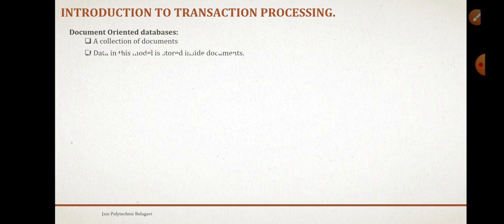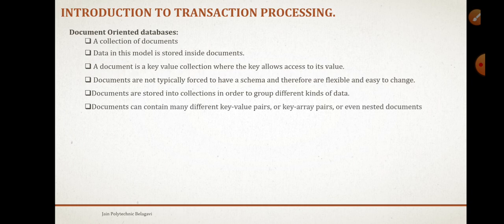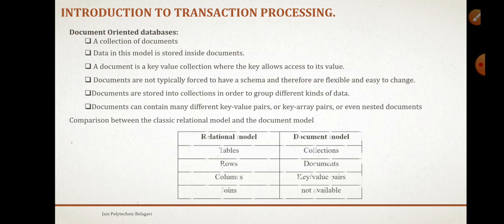Document oriented database: a collection of documents. Data in this model is stored inside documents. A document is a key value collection where the key allows access to its value. Documents are not typically forced by a schema and therefore are flexible and easy to change. Documents are stored into collections in order to group different kinds of data. Documents can contain many different key value pairs, or key array pairs, or even nested documents.